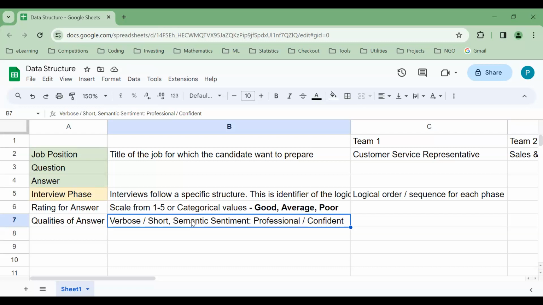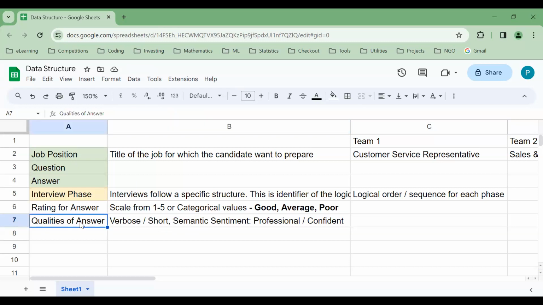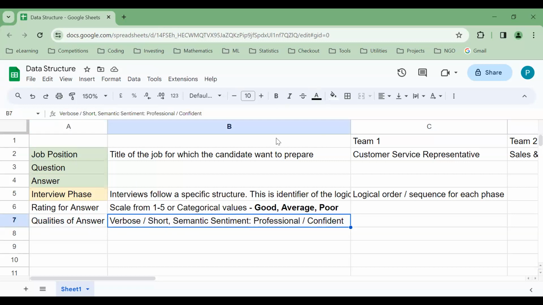Any other inputs? Thank you, Arthur. Thank you, Stephen and Liz. Again, I put qualities of answer here. This is not something that I want to add as a column, but I'm just capturing what we are talking about. Yes, Vishnu.